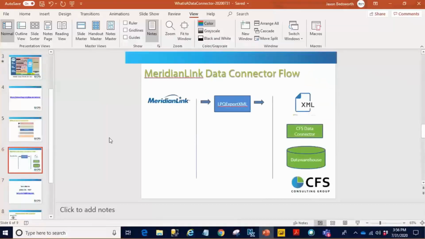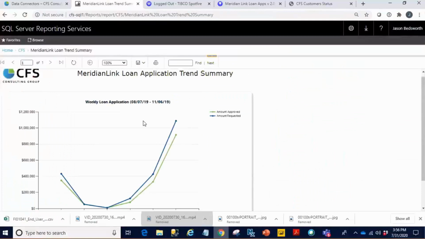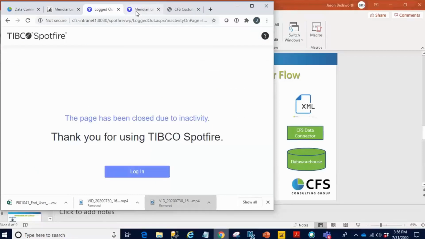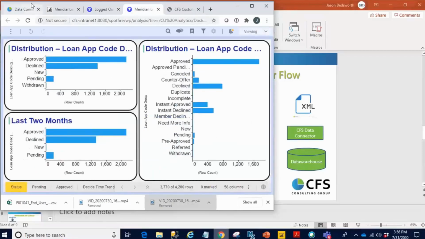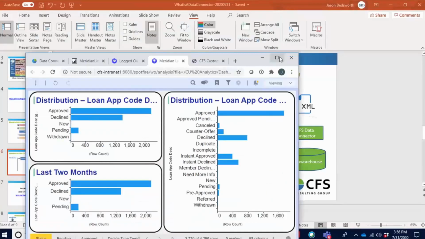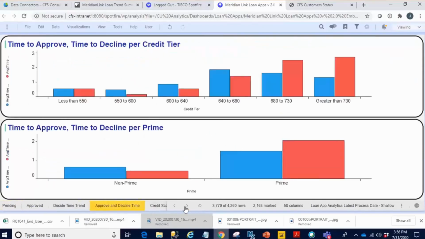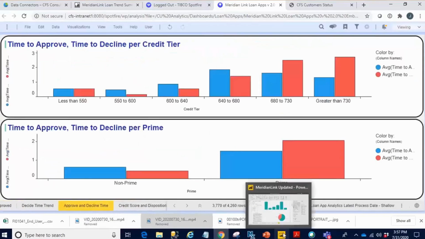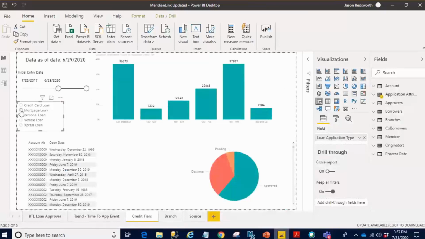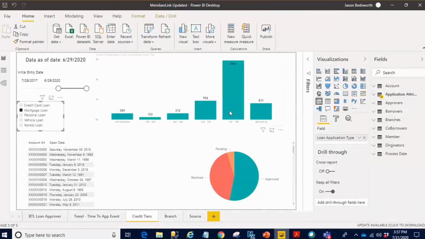Now, once that information is available in there, you then have sample reports where you can look at trends on your loan applications. There is also the ability to get to dashboards, for example. So CFS supports two types of dashboards, one in typical Spotfire, as well as within Power BI. So you can see that you have many interactive dashboards to help you with the insights. There are also dashboards available in Power BI off each connector, and you can see the ability to interact in both sets of tools.